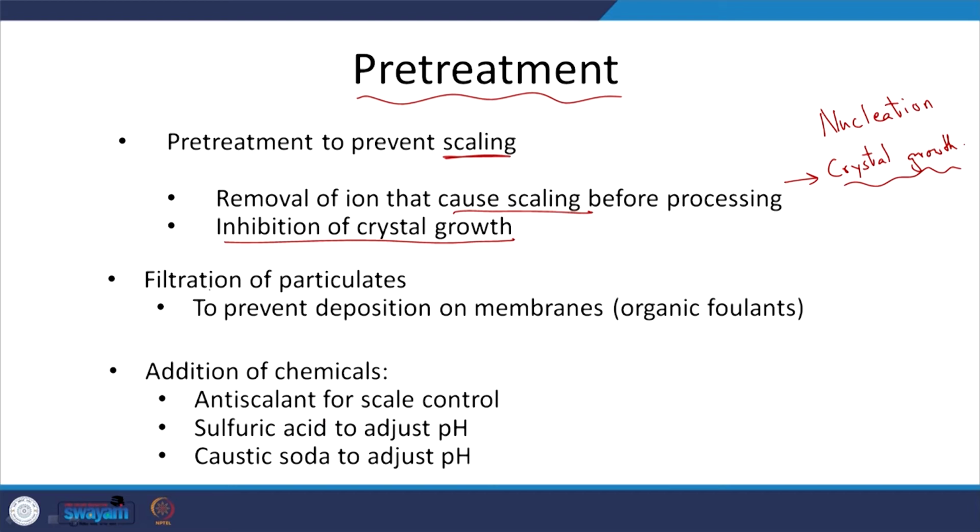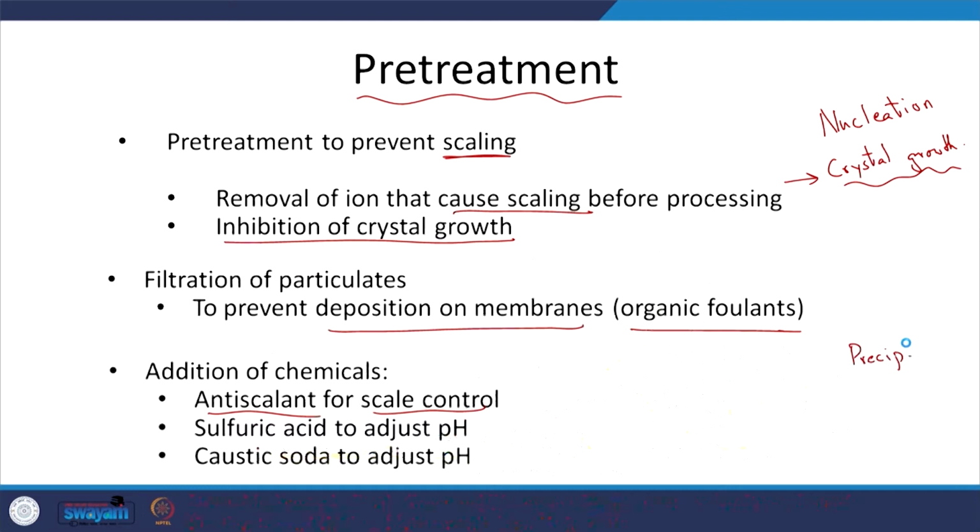You can also filter out the particulate matter to prevent deposition on the membrane. Obviously, this is relevant to organic foulants, natural organic matter and so on and so forth. Or we can also add chemicals. This is typically widely used in industries, anti-scaling agents for scale control, as in you want to prevent precipitation.